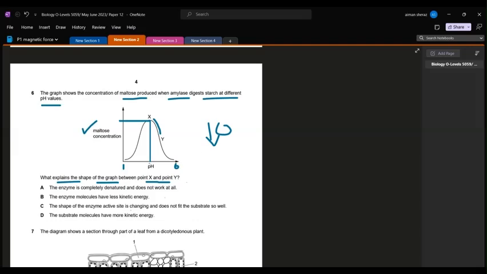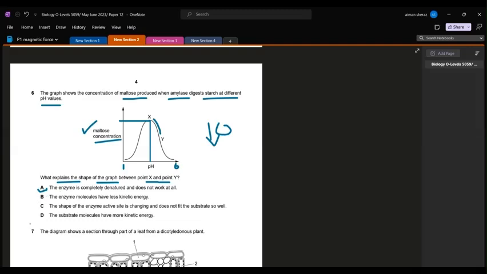So if it is decreasing, that means the shape of the active site of the enzyme is changing and the substrate is not fitting inside well. तभी concentration decrease हो रही है, because pH increase करते हैं तो आपको पता है कि enzyme denature होता है, but it is not completely denatured as it has said in option A. Why? Because अगर completely denature हो जाएगा enzyme, then the activity would be zero, but here you can see there is still maltose being produced but at a lower concentration. So option A will be ruled out.